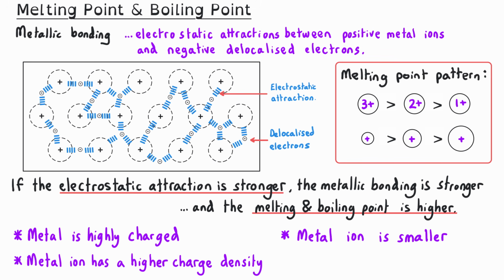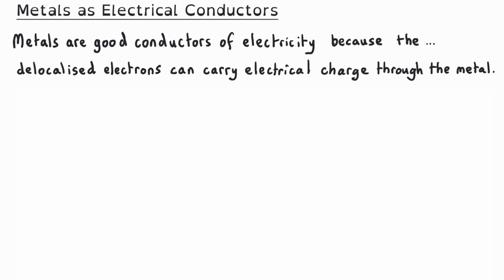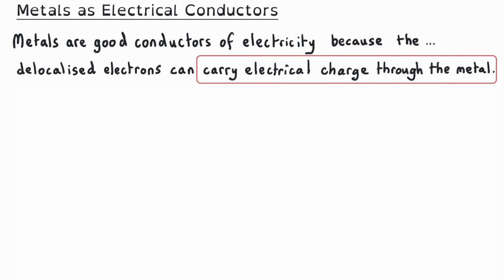We can combine these two ideas into one by saying that the melting point will be higher if the metal ion has a higher charge density, and this is referring to the amount of charge in an ion per unit volume. Metals are good conductors of electricity because the delocalized electrons can carry electrical charge through the metal. Don't forget that all-important word, through.